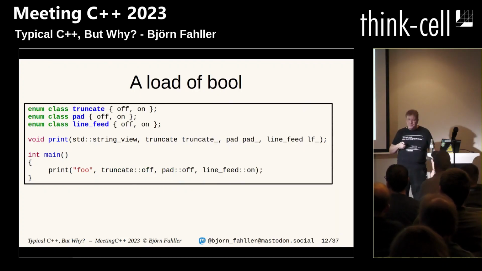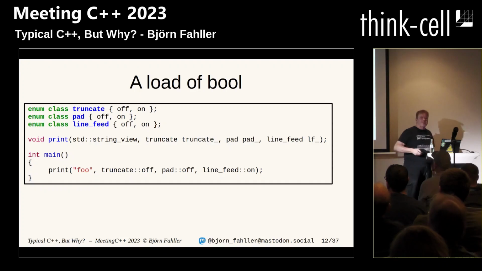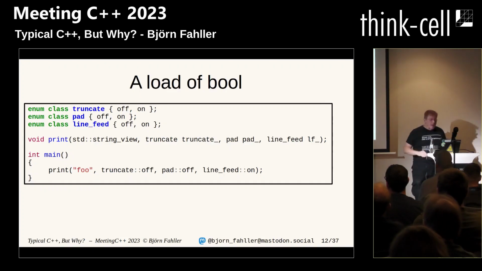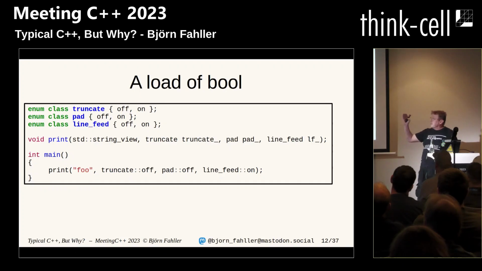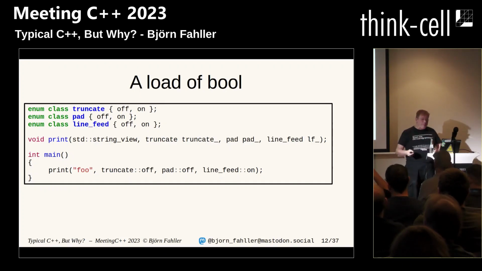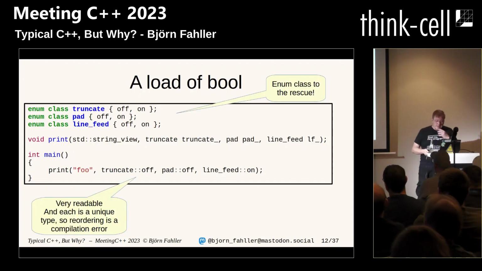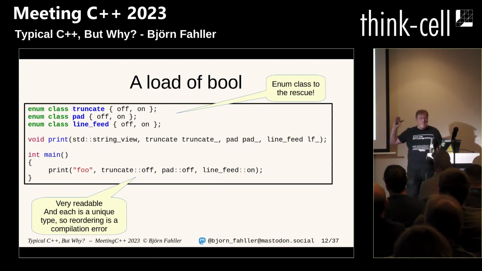Well, enum class is great. By doing this, and I really mean enum class, don't use a C enum, they are just glorified ints. Enum class, in this case, creates 3 unique distinct types called truncate, pad, and line feed. And all of them have members off and on. So you can write the code like this. Print foo, truncate off, pad off, line feed on. This is clear.